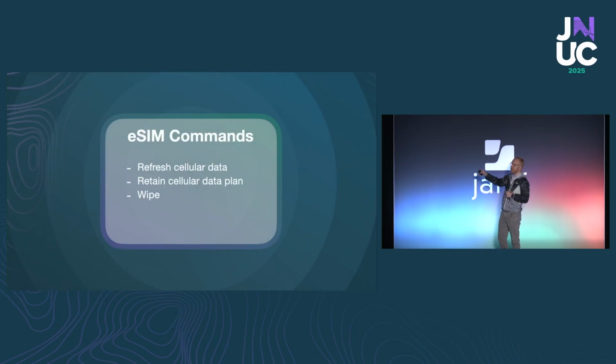So for the sake of this discussion, let's call these three different distinct eSIM commands. The first one is that refresh cellular data command. That allows us to reach out to the SMDP Plus server, grab a fresh eSIM profile and install it on the device. Second is the retain cellular data plan, and I added wipe down there as well, a standard wipe command.